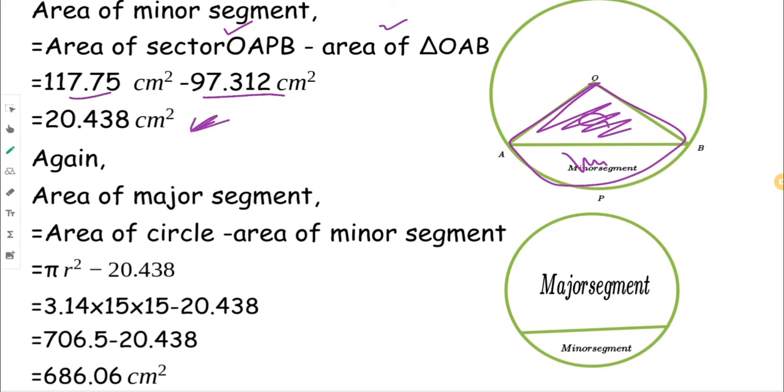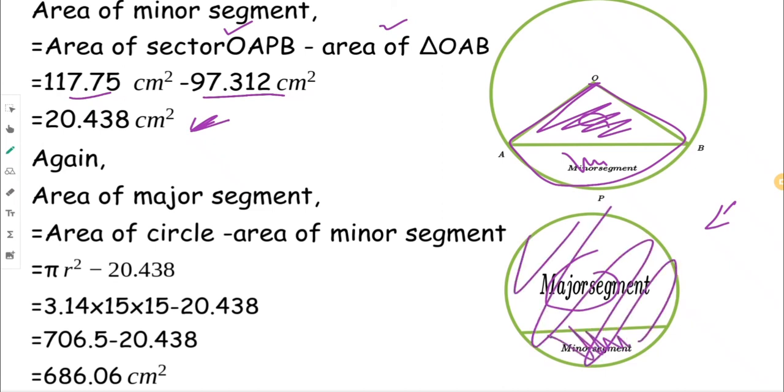Now the last part, the second part, they told us to find the major segment. When you look at this diagram, you can see the major segment is this region. How do you find it? The whole circle minus area of this minor segment, and I'll get this major segment. So area of the circle minus area of the minor segment. Area of the circle, the formula is what? Pi r squared. Pi, they told us to use 3.14, radius we already know, 15. So 15 and 15, and area of the minor segment we just got, 20.438. When you multiply these three, you'll get 706.5 minus 20.438, and you subtract these two, and that's how we're going to get the area of the major segment to be equal to 686.06 centimeter square.